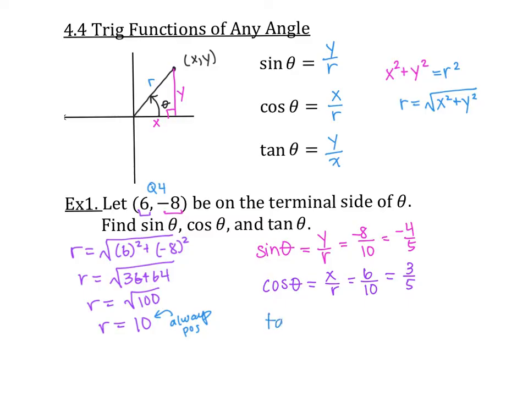And then tangent is the y over the x, just like it is on the unit circle. I didn't even need the r for that. This simplifies to negative 4/3.